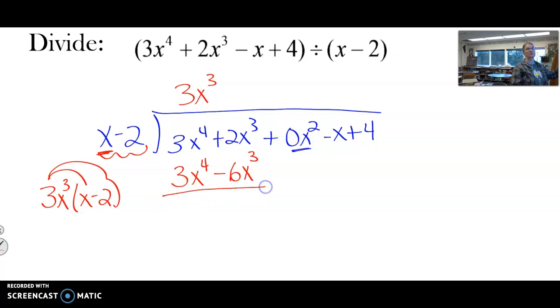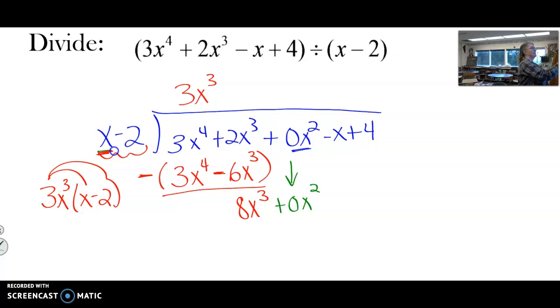So now the process is we're going to subtract, and you have to subtract both terms here. We have a positive 2x cubed, and we're subtracting a negative. Minus a negative becomes plus. So this is going to be 8x cubed. And the lead terms here are going to add to 0, and we designed it that way. That's why we multiplied by 3x to the third, so that that term would drop out. Then the next step is we take this 0x squared and drop it down, just like you do with numbers, that next number comes down.